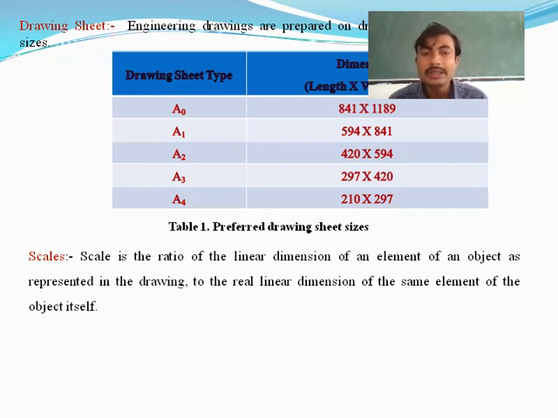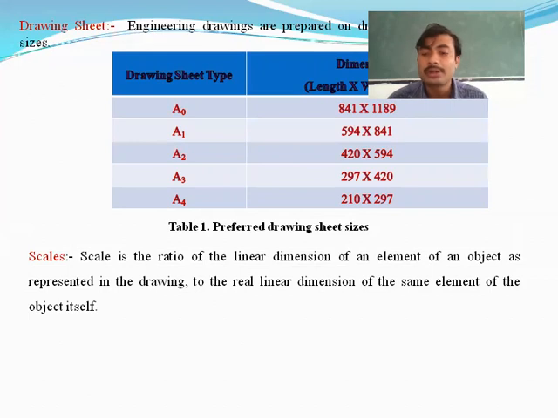What is scale? It is the ratio of linear dimension of an element of an object. The meaning of that sentence is, dear students, whatever the object you are going to draw on the drawing sheet, that is the linear dimension of an element of an object as represented in the drawing to the linear dimension of the same element of the object itself. Depending upon the size, there are three types. One is known as a full scale, the second one is known as a reduced scale, the third one is known as an enlarged scale.